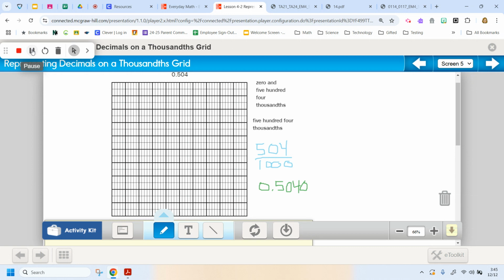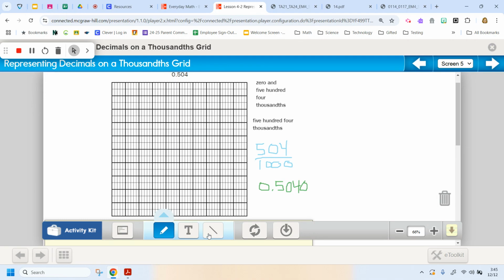All right, how'd you do? I have 0 and 504 thousandths. 504 thousandths. I wrote it as a fraction, and then I just added a 0 at the end, so this would be 5,040 10,000ths. There are other correct answers, but did you get some of them correct that I had up on the board?